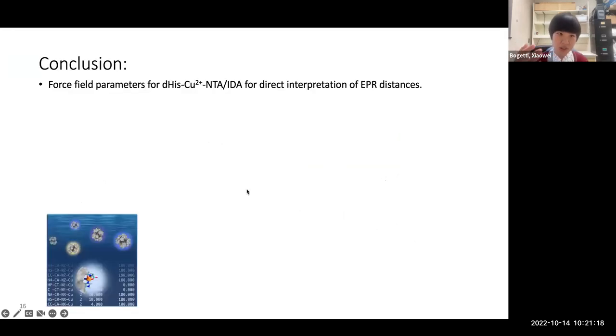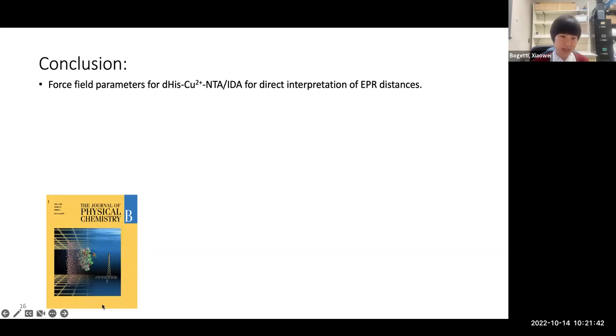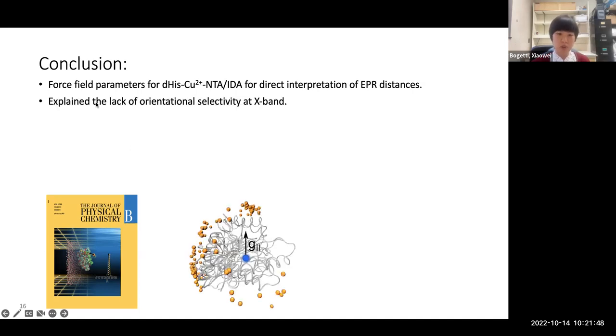All right, hopefully in this talk I have covered the general workflow for force field development for dHis Cu2, NTA, and IDA. So if you are interested in some other spin labels you want to develop force field with, you can refer to the protocol that we published in our paper. And using those parameters, we have seen very good agreement between the EPR distance and MD distance. And also using the key insights from the simulation, we were able to explain on a molecular basis why X-band DR doesn't show orientational selectivity.